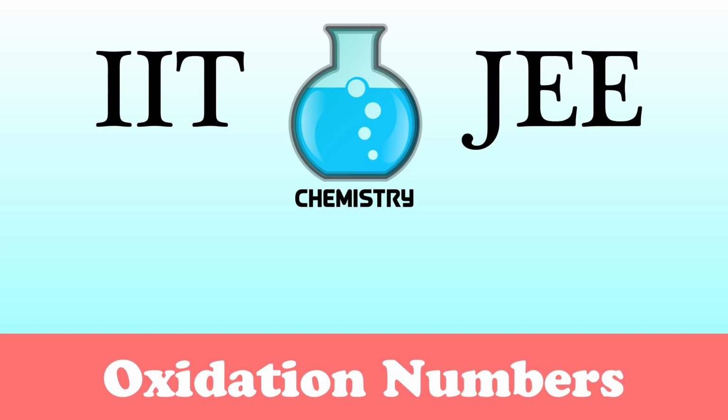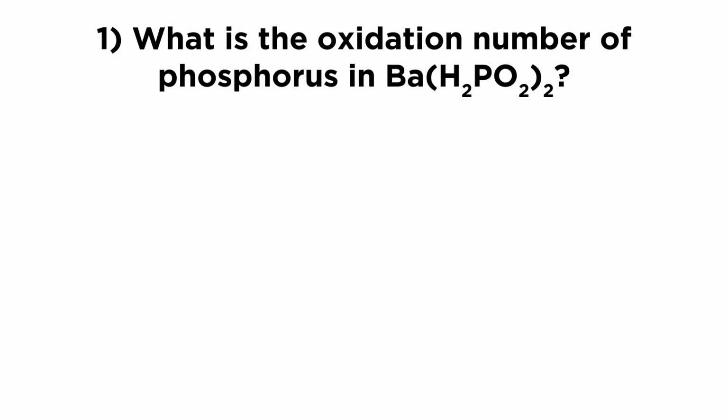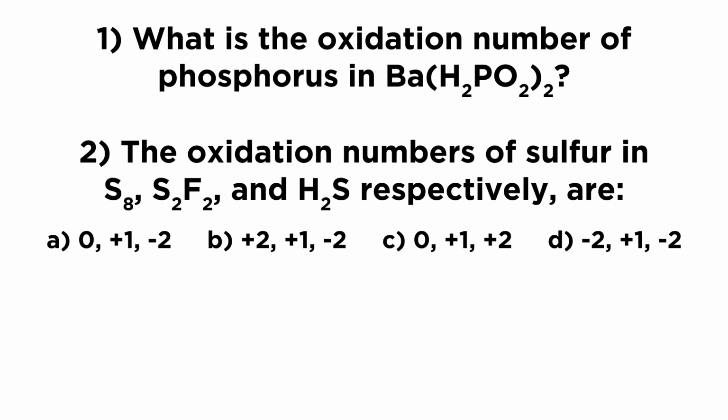Today we're going to check out some problems regarding oxidation numbers. So the first question is, what is the oxidation number of phosphorus in BaH2PO2? The next question is the oxidation numbers of sulfur in S8, S2F2, and H2S respectively are.